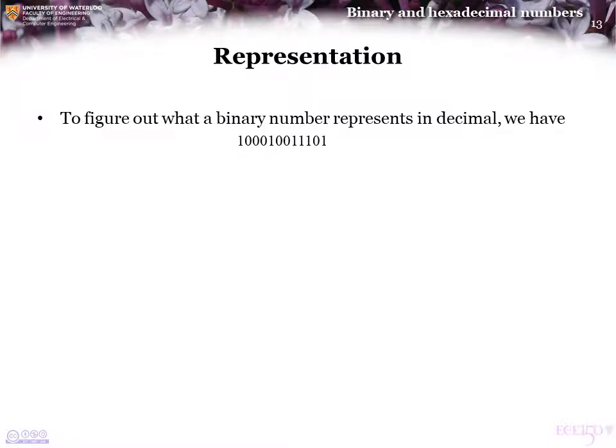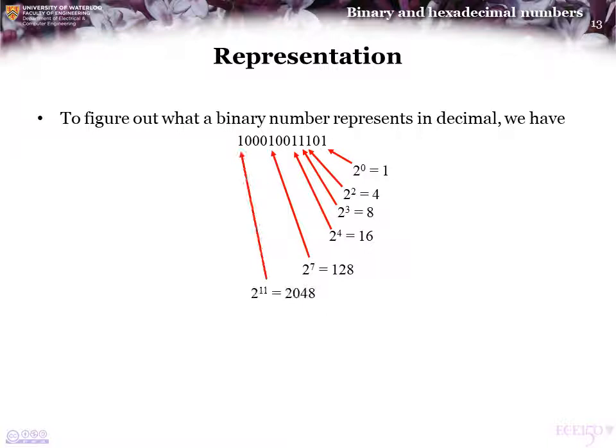Thus, to figure out what a binary number represents in decimal, we have the following. Here's an example. The 1 is in the 0th location, so the first one there represents 2 to the 0, or 1. The next one is in the 2nd position, so we will say that this represents 2 to the 2 or 4. This one here is in the third position, so it represents 2 to the 3 or 8. The one in the fourth position represents 16. The number in the seventh position represents 2 to the 7 or 128. And finally, the last one there is in the 11th position, so it represents 2 to the 11 or 2048.